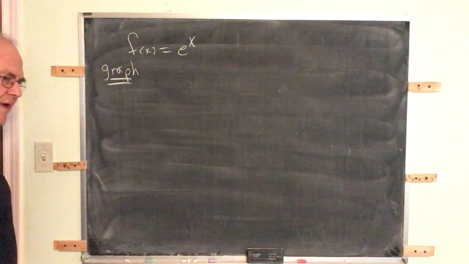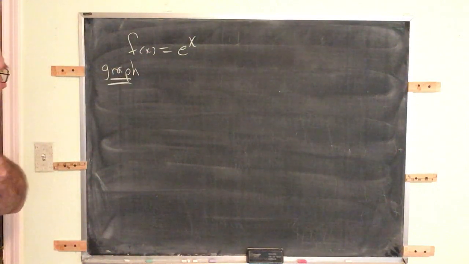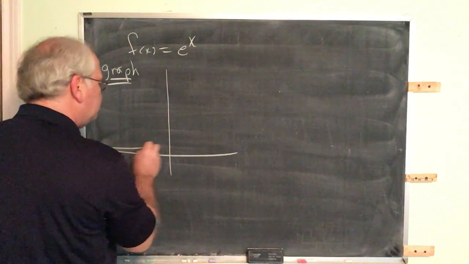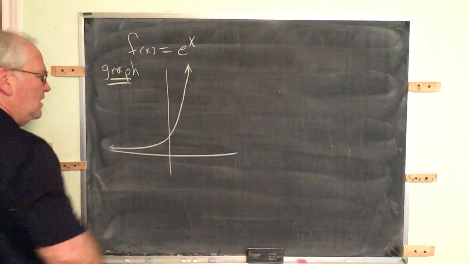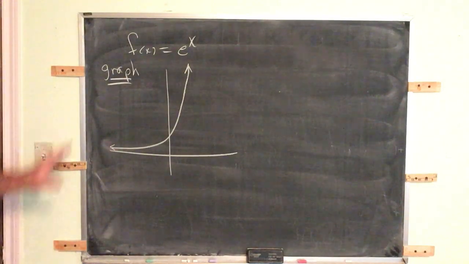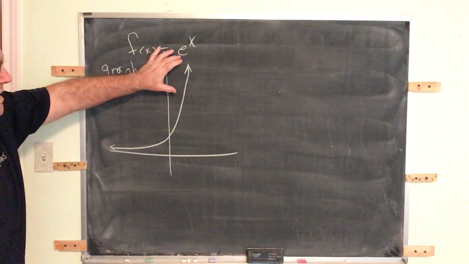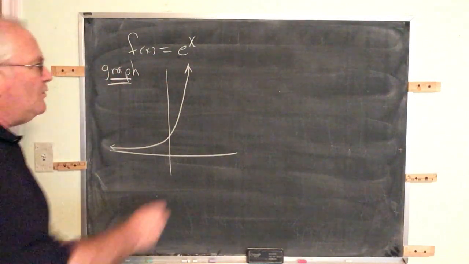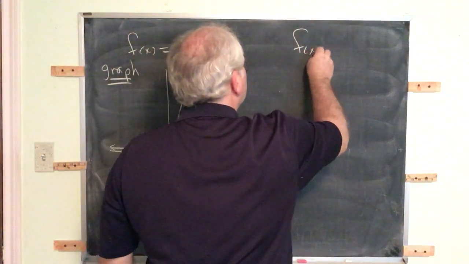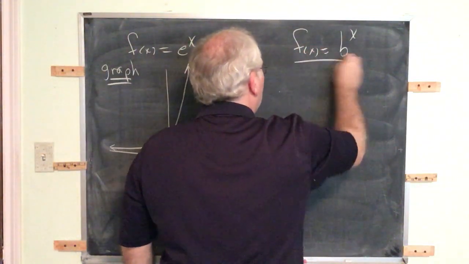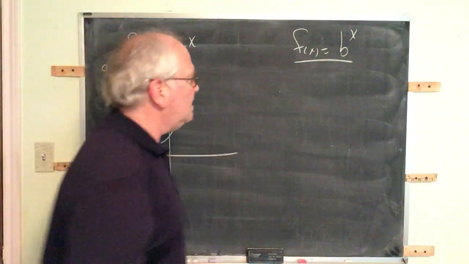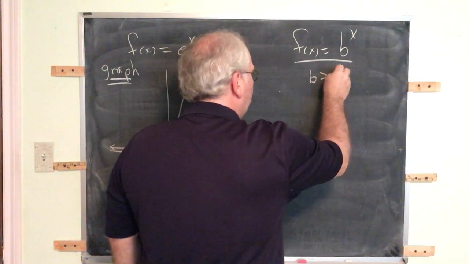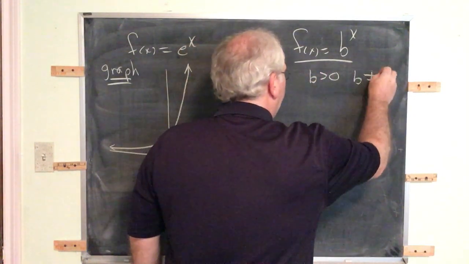You can graph this with any calculator or a graphing utility, but approximately the graph looks like this. This is a rough sketch of the graph. Any exponential function with the base b greater than 1 has this basic shape. Recall that for any exponential function, the base has two restrictions. The base must be greater than 0 and not equal to 1.